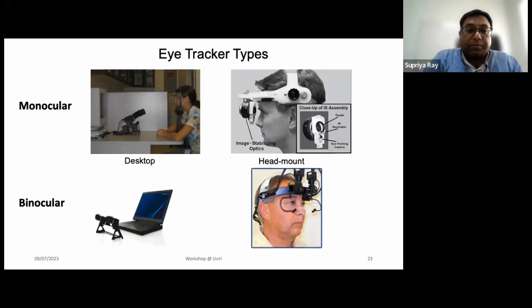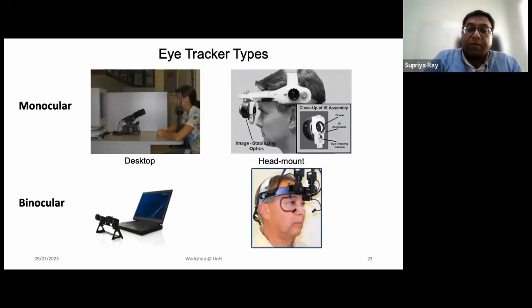Here it is. So you can see the upper panel shows two different types of monocular eye tracker. One is a desktop type eye tracker, another is a head mount type eye tracker. In the lower panel, you see binocular eye trackers. Again, one type is called desktop, another is head mount.